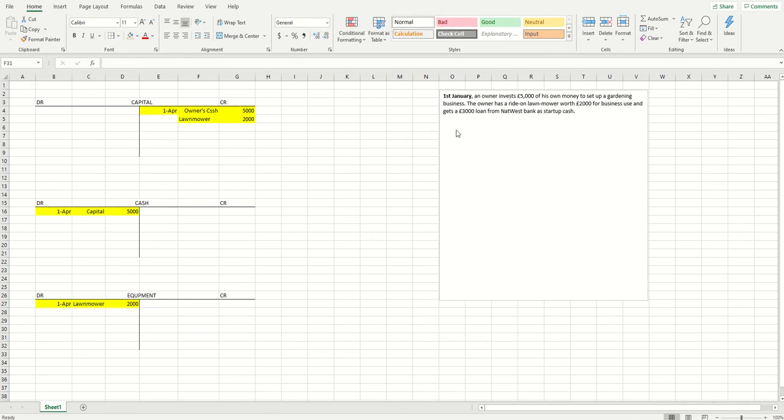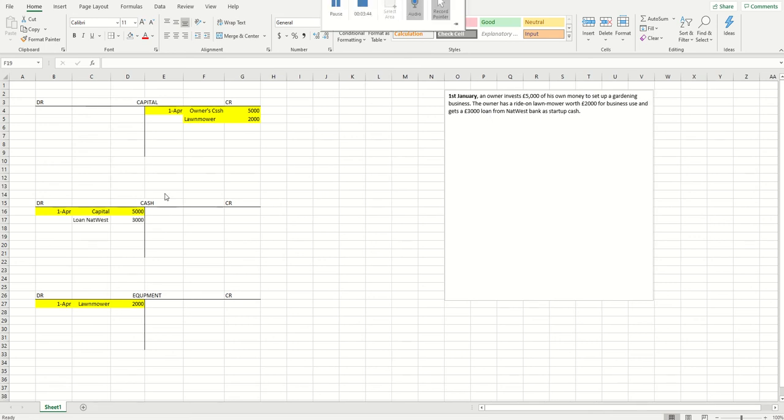Now, we still haven't recorded this bank loan from NatWest, but what we do know is that it's a £3,000 loan, so that's £3,000 that the business receives, so we can record it in the cash ledger. Again, because the business has received the loan, we record that on the debit side and record the amount thus. But we still need to record the credit side of the transaction because we now have a liability. In fact, we owe £3,000 to NatWest. So we'll set up a new ledger for NatWest loans.